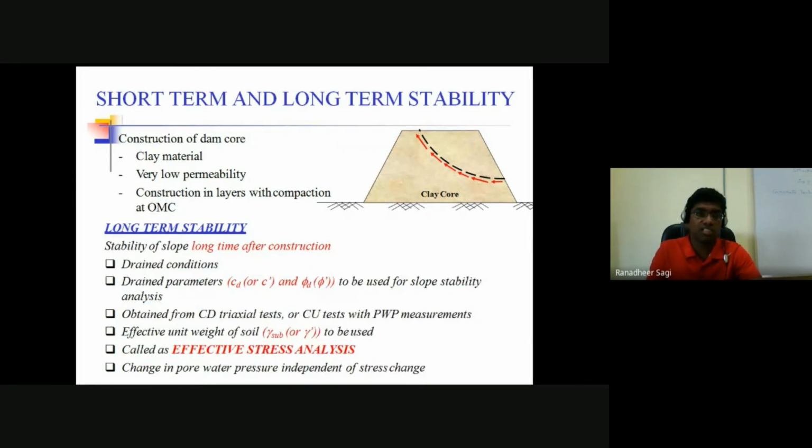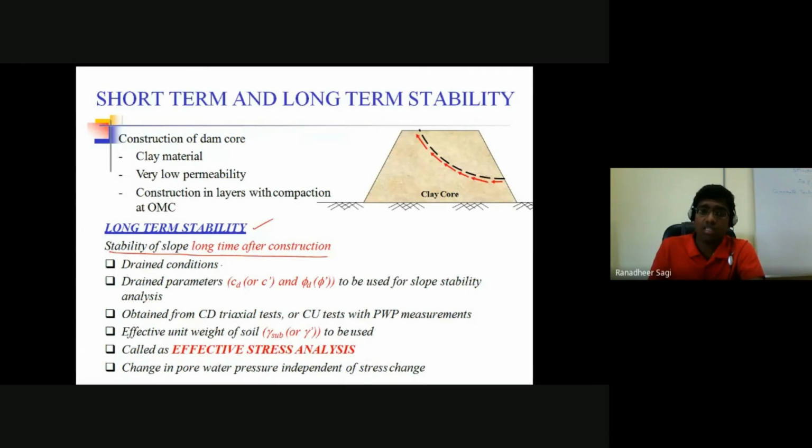So let us quickly understand the same thing. In the case of long-term stability analysis, the stability of the slope that we are carrying out is after a long term, right after the completion of the construction. We are trying to understand the condition of the slope after a long period of time. How is it going to be? That's what we are predicting.